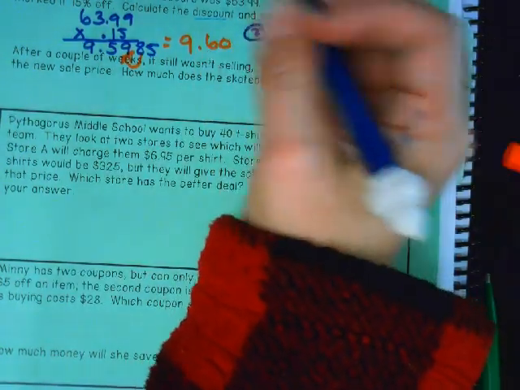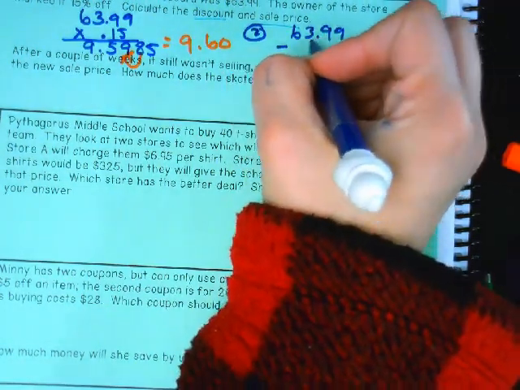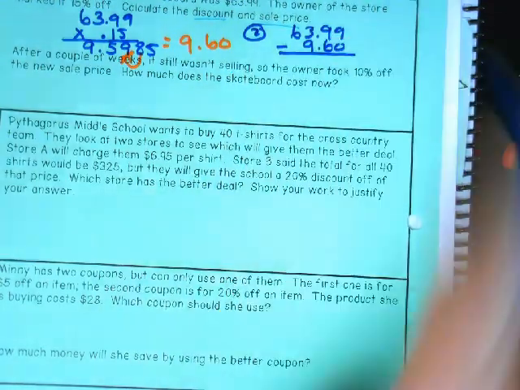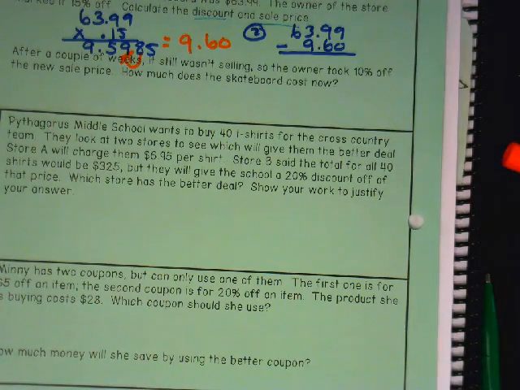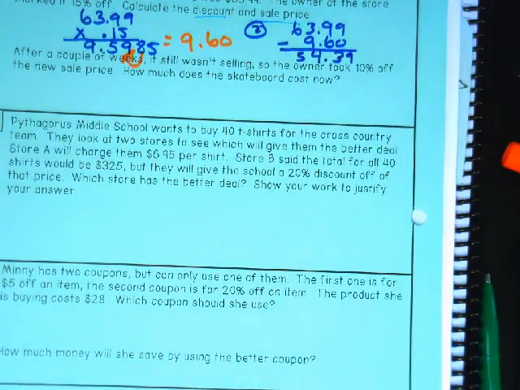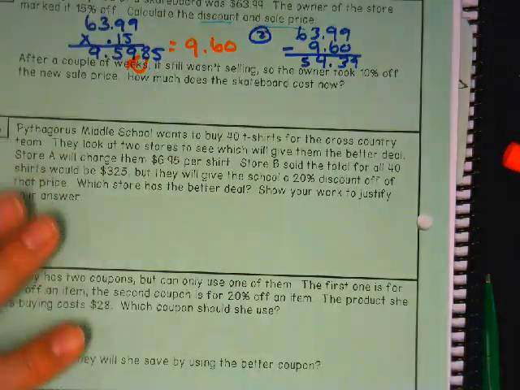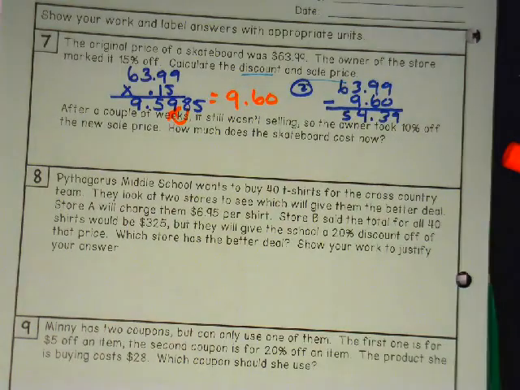What do I do? So 63.99 minus 9.60. And what do we get? 54.39, yeah. So the discount was $9.60. So we save $9.60. Are you literally just copying what I just did?